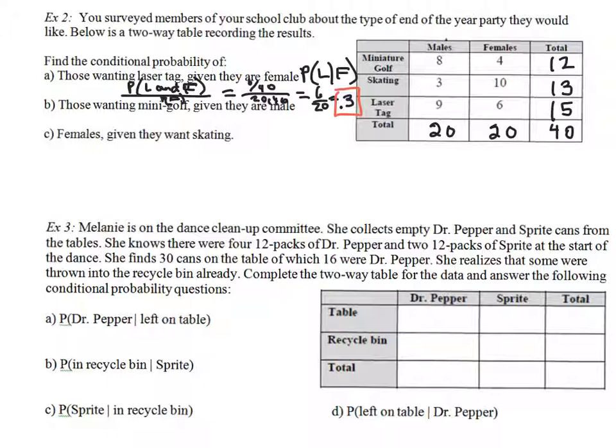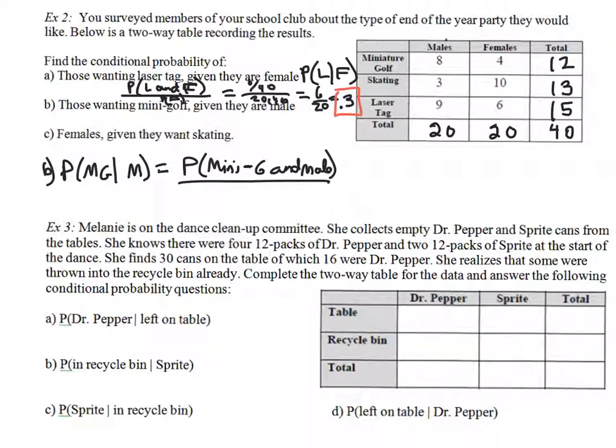I think I'm going to go below to do part B here. So for part B, it says find the probability of those wanting mini golf. So the probability of mini golf given that they are male. So that's just going to be the probability of mini golf and male divided by the probability of being male.